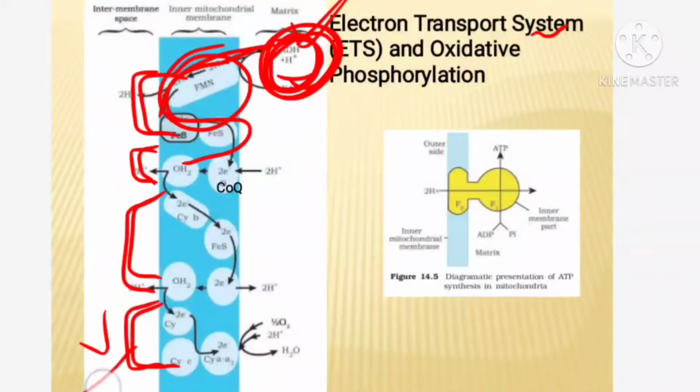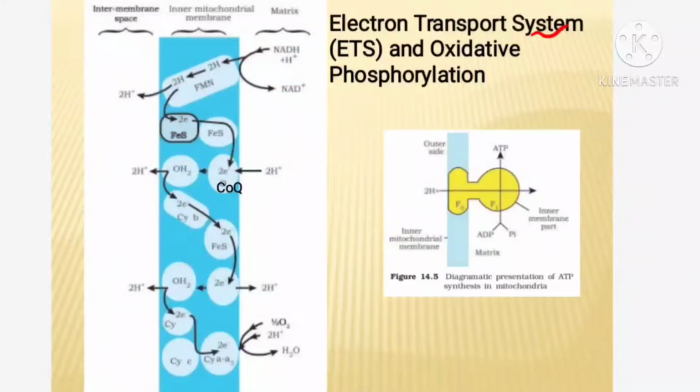So, I will repeat again. The first complex is present over here, isn't it? When these electrons are coming, they are having energy. This energy which is released helps in pumping the hydrogen from here and it is transferred here. So, the first set of hydrogen has come, right. So, two hydrogen atoms are moving here.